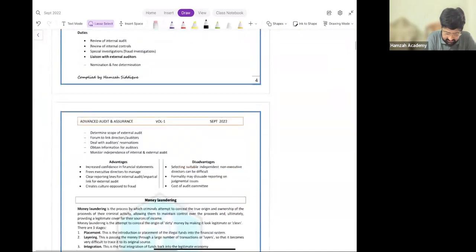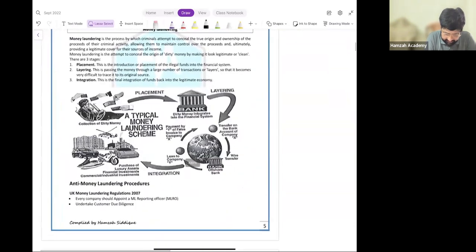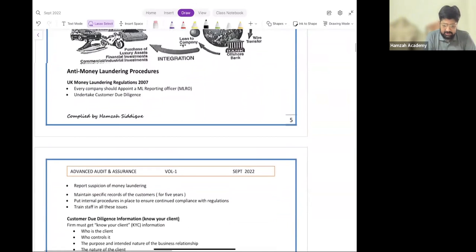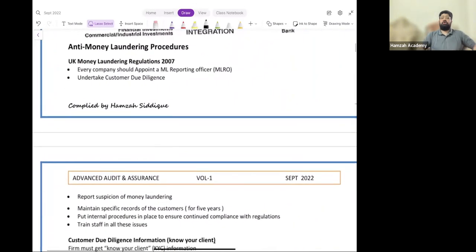Money laundering is very well explained here. Anti-money laundering has been tested multiple times. That's the Money Laundering Regulation 2007.